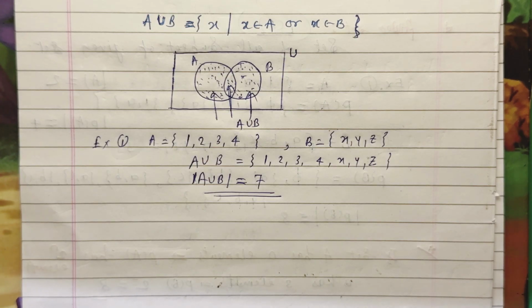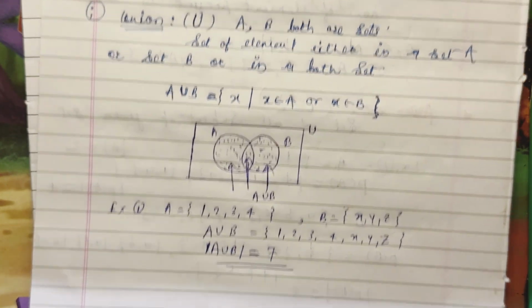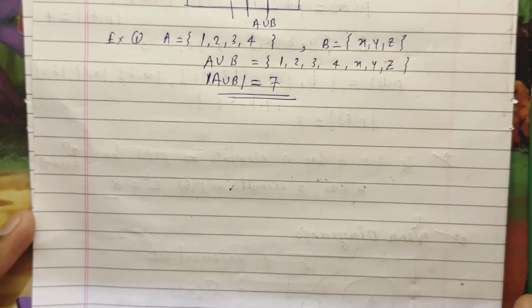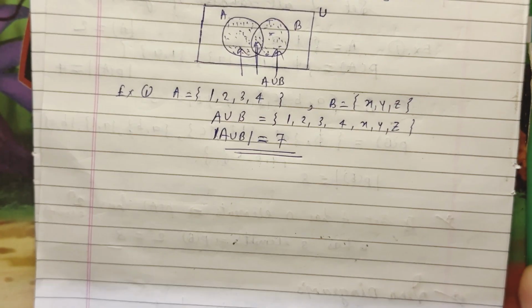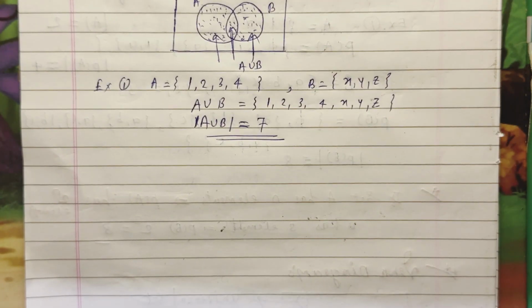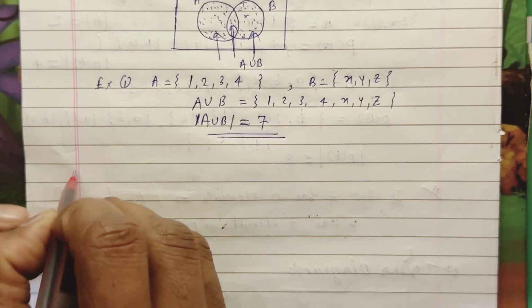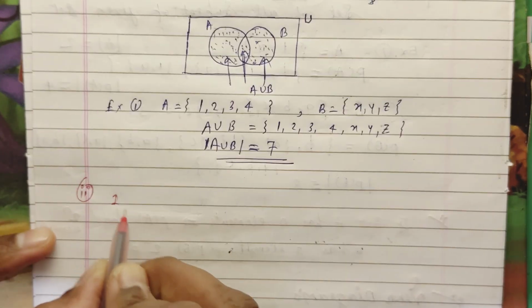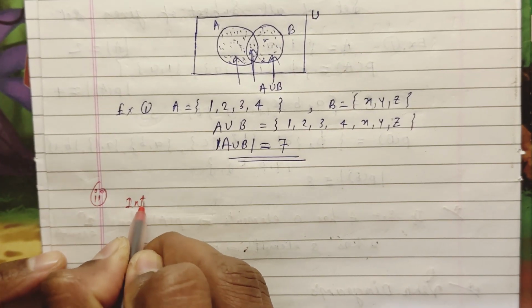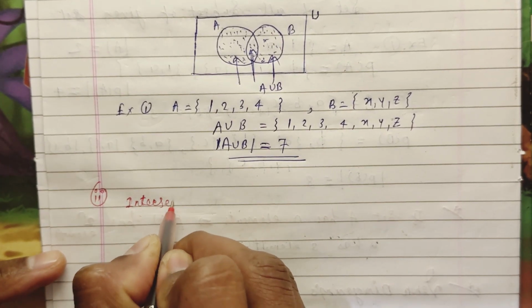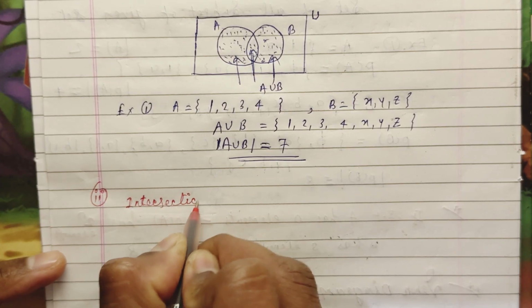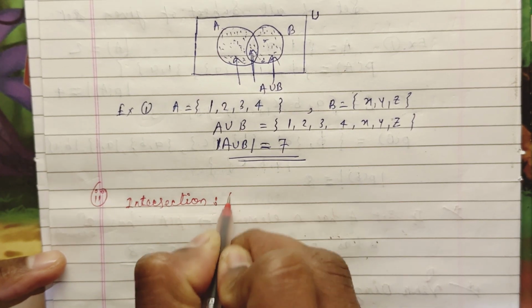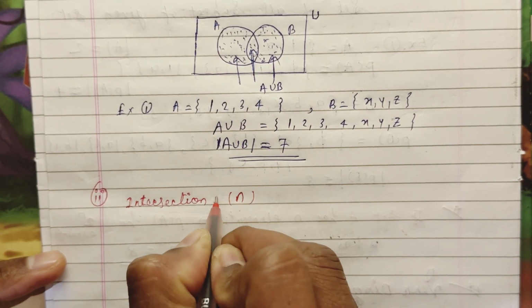I hope you have all understood, guys. Union, similar to what we do for intersection. The concepts are easy, you just need to understand what they actually mean. Yes, so we go to the next topic, intersection. We denote this as the intersection.